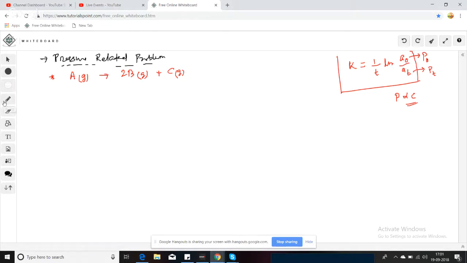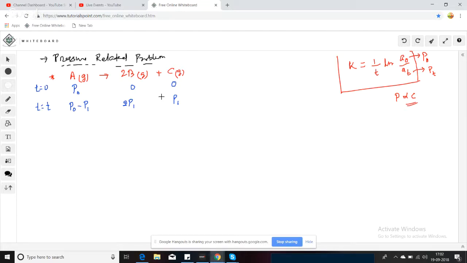Now, on the basis of this expression only, we are going to represent this. Suppose I assume at t equals 0, initial time, the initial pressure is P naught, and there is no B and C present over here. We are assuming this, right? Now, at time t equals t, A starts converting into B and C. During this time, some of the pressure of A will decrease. Suppose P naught minus P1, right? And correspondingly, what is the pressure of B we get here? It is 2P1, because the coefficient is 2. 1 gives 2, so P1 gives 2P1. 1 gives 1, so P1 gives P1 here. So this will be the pressure at time t.